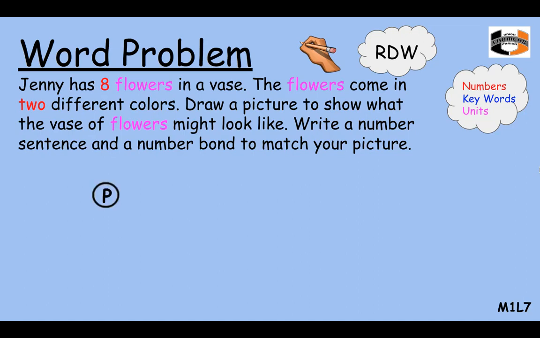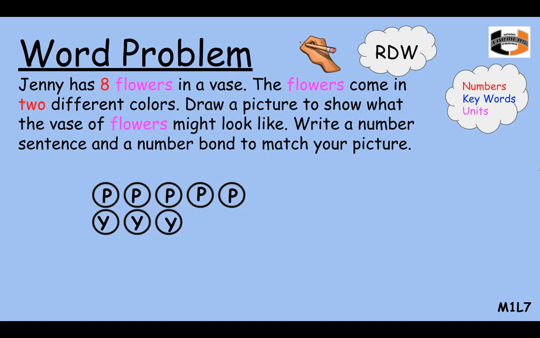There are so many answers that could be right on this word problem. I'm going to show you what I chose to do. I chose to make 5 purple flowers. And I chose to use 3 yellow flowers. Is my total 8? That's right, my total is 8.